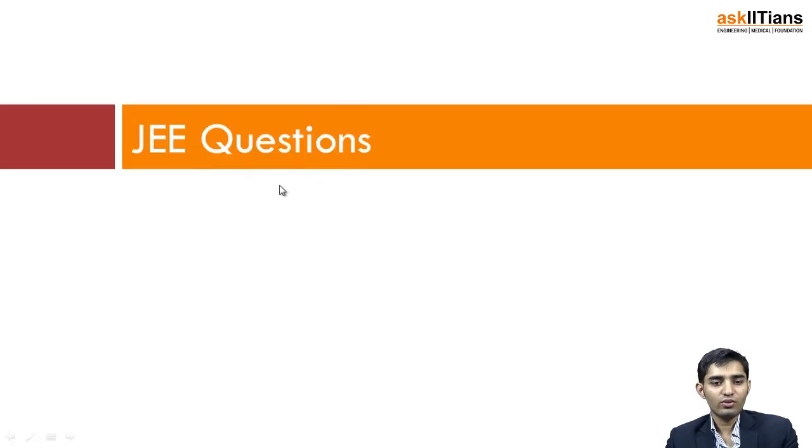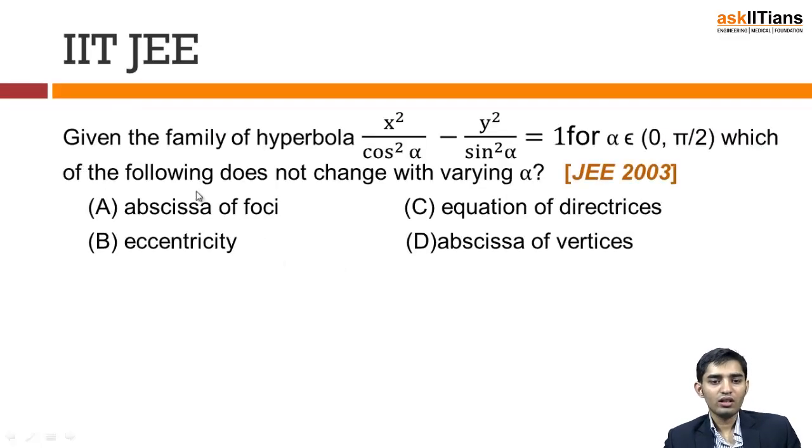Right. So the first question is, given the family of hyperbola x square by cos square alpha minus y square by sin square alpha equal to 1, where alpha is varying between 0 to pi by 2. Then which of the following quantities does not vary with alpha? Alright, so here what is a? If I take x square by a square, so a is cos alpha. What is b? B is sin alpha.